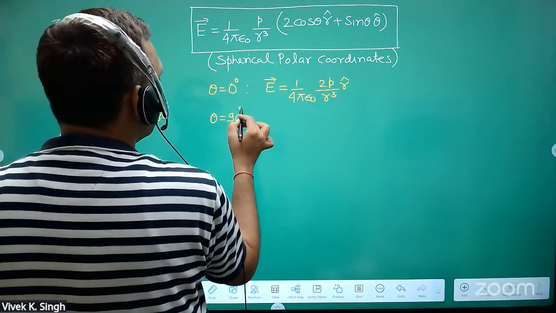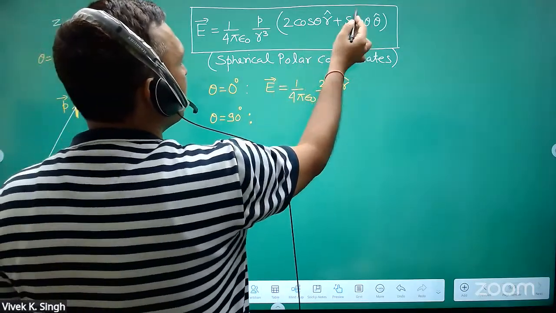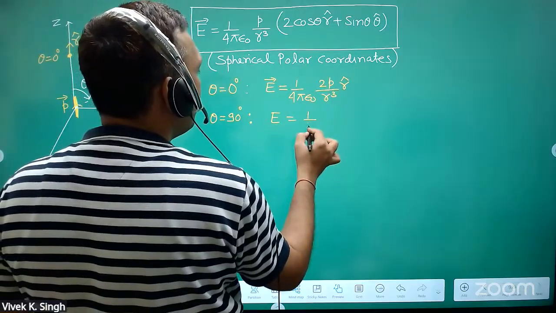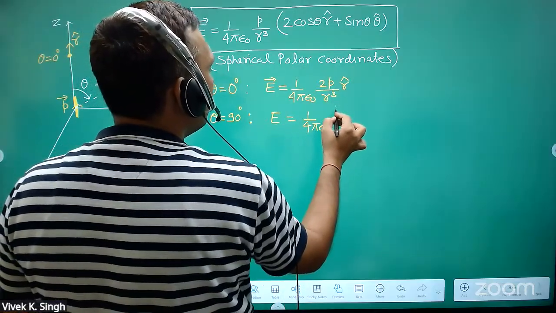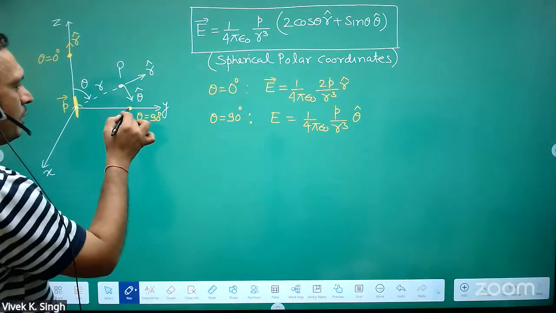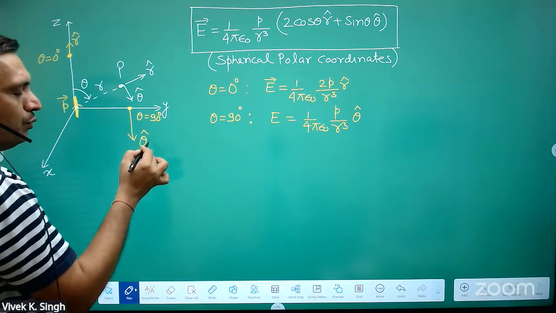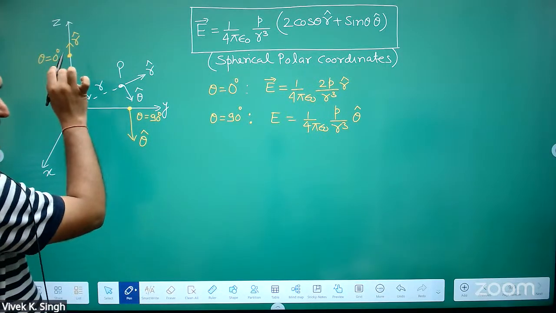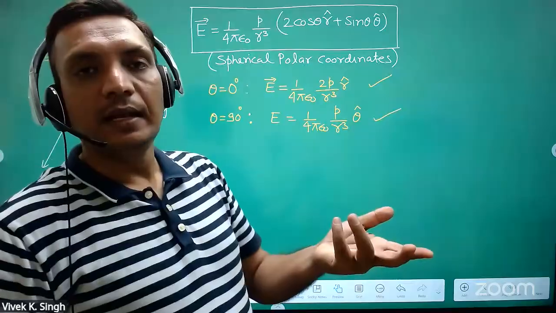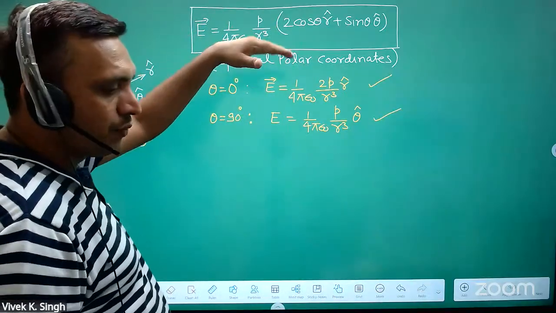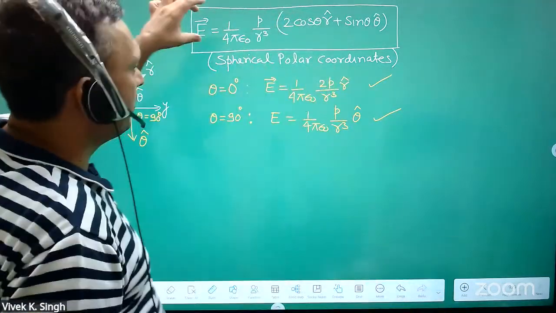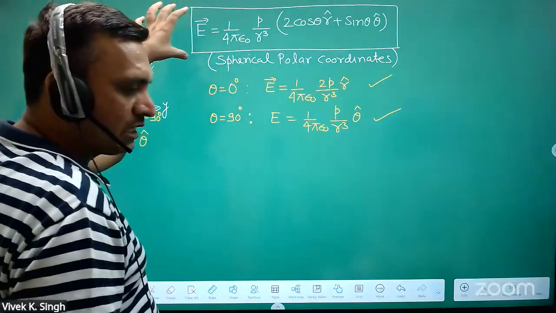Theta is 90 degree. So in this case, sin 90 is 1. So this field is given by 1 by 4 pi epsilon naught p by r cube, and this is theta cap. What will be the direction of theta cap here? Just see, theta cap is downward. So this direction is opposite to P, and this direction is P. So we have derived these two cases. But in general, in a spherical symmetry, if you want to write in terms of r and theta, this is the general expression. So for exam point of view, you must remember this also.